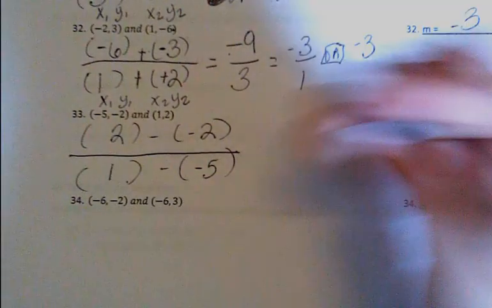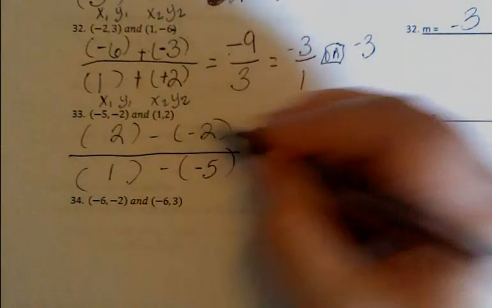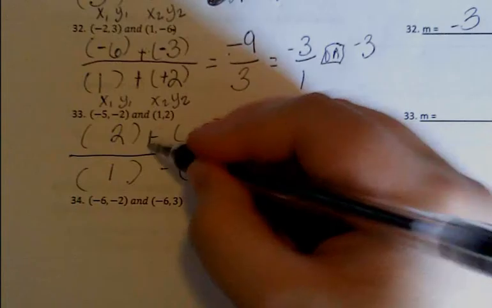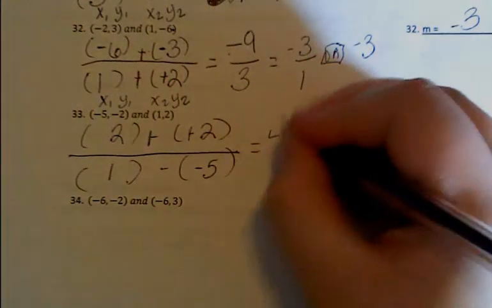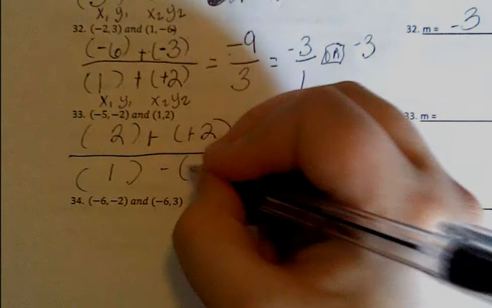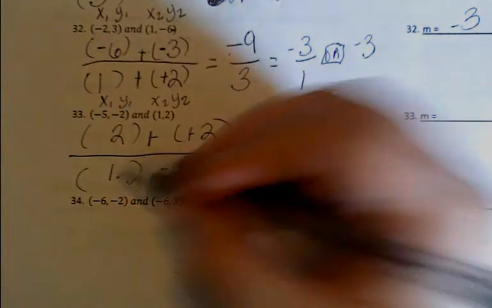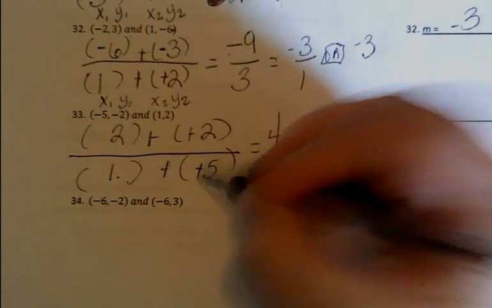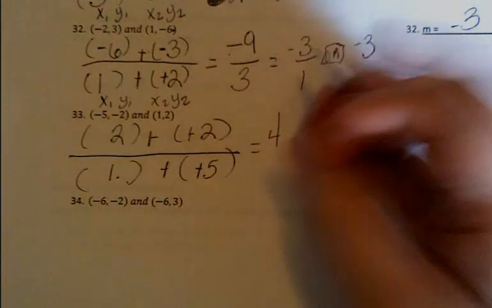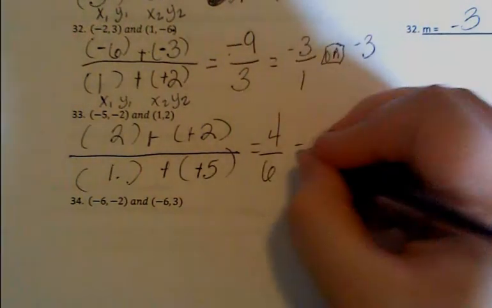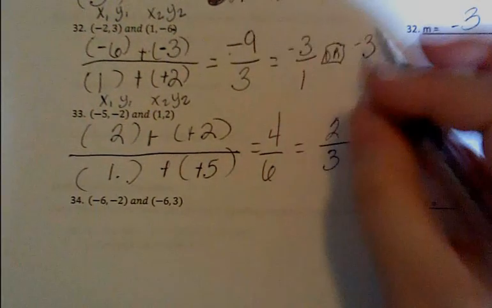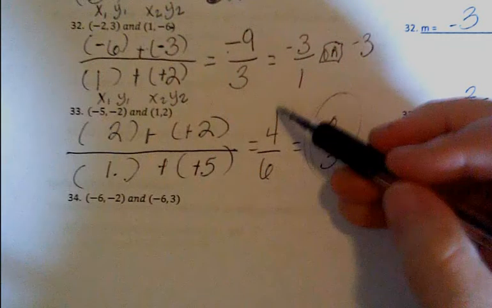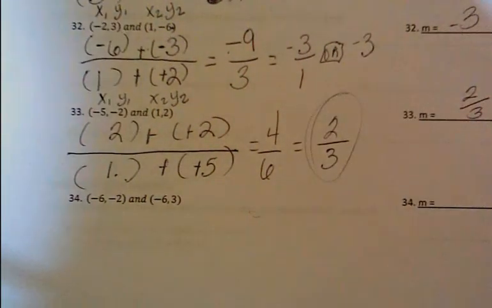So that would be 2 and negative 2 and a 1 and negative 5. So 2 minus negative 2. Keep, change, opposite. So 2 plus 2 is 4. And then 1 minus negative 5. Keep, change, opposite. 1 plus 5 is 6. And to simplify that, you would put 2 over 3. I would want you to simplify it as far as you could. I would not want you to write your slope as 4 over 6. I would want you to write it as a 2 over 3.